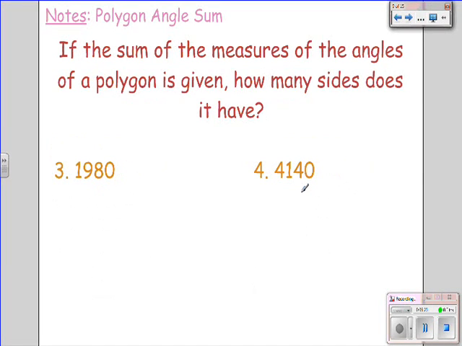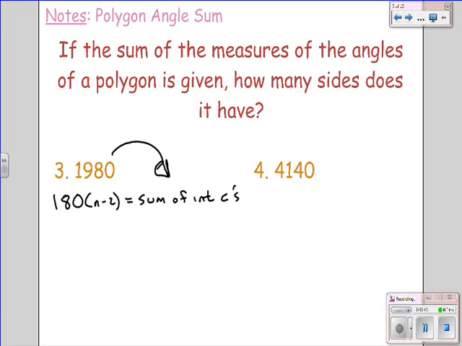If the sum of the measures of the angles of a polygon is given, how many sides does it have? So in this case, I'm now looking for how many sides it has. If you remember the formula, 180 times n minus 2 equals the sum of interior angles, right? That's what we were looking for before. In this case, I'm given the sum of the interior angles. So I say 180 times n minus 2 equals 1980.